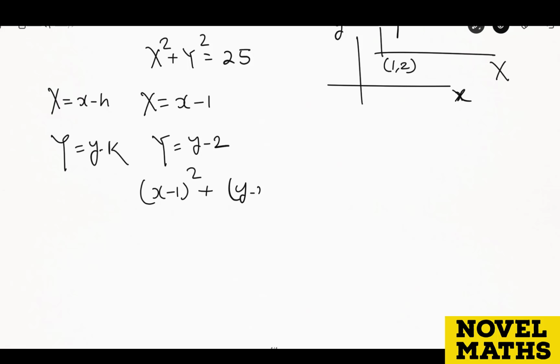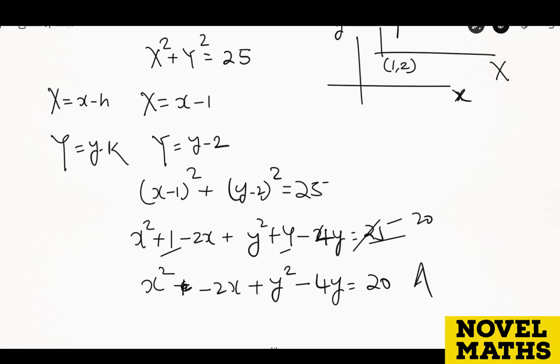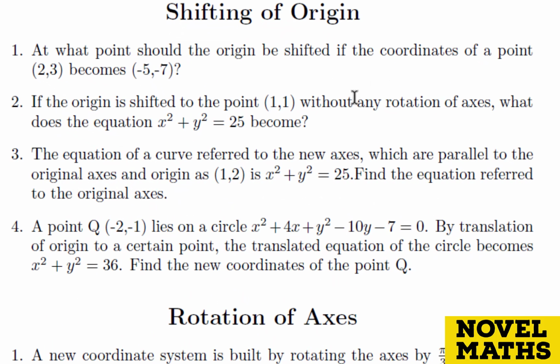(x minus 1) whole square plus (y minus 2) whole square is 25. You can expand it: x square plus 1 minus 2x plus y square plus 4 minus 4y is 25. How much do we have? 5. This will become 20, right? So x square minus 2x plus y square minus 4y is 20. This is the answer.